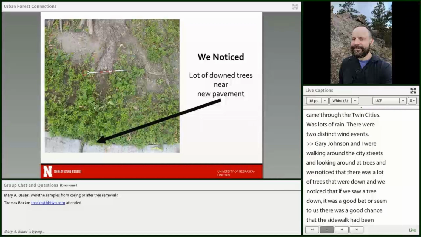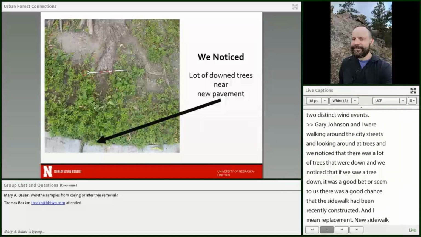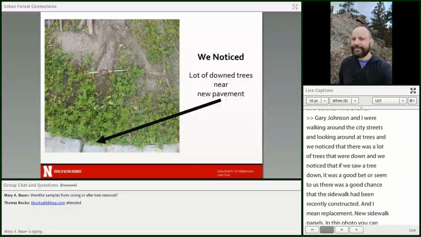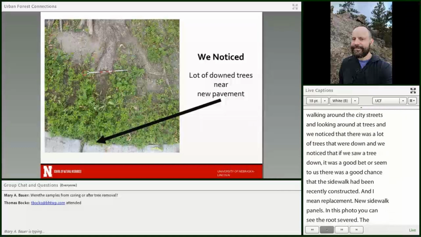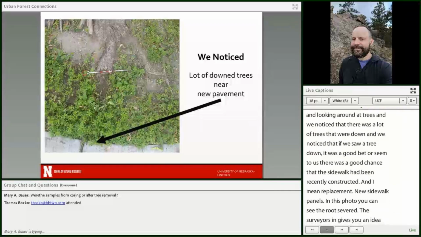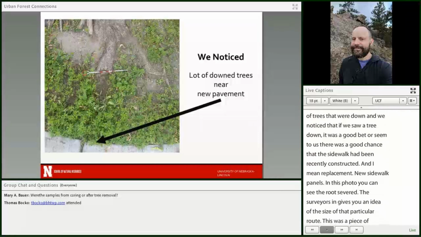In this photo, you can actually see the root severed there. That little surveyor's pin gives you an idea of the size of that particular root. And then this was a piece of pavement that had been curved around it, but again, that large section of root had been removed.